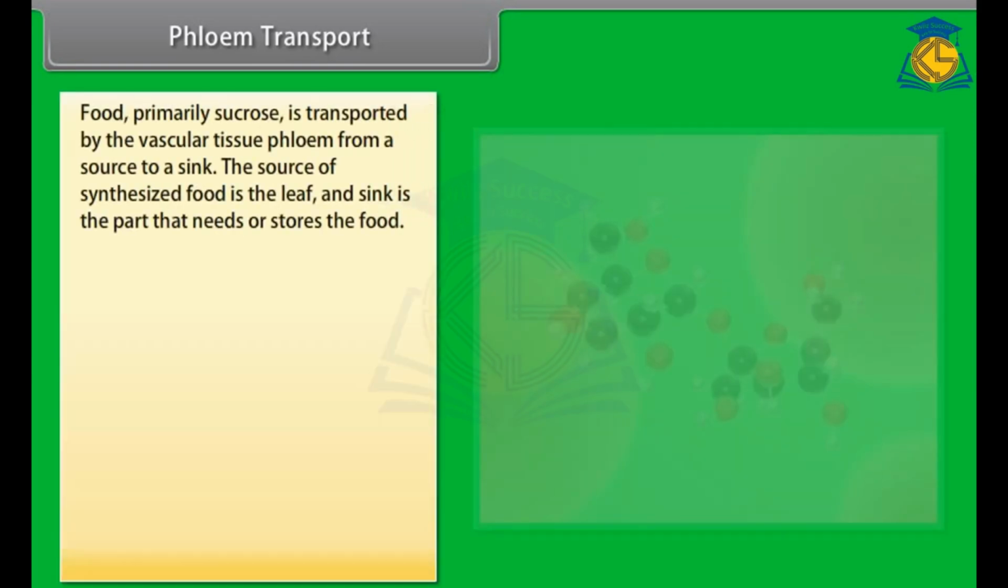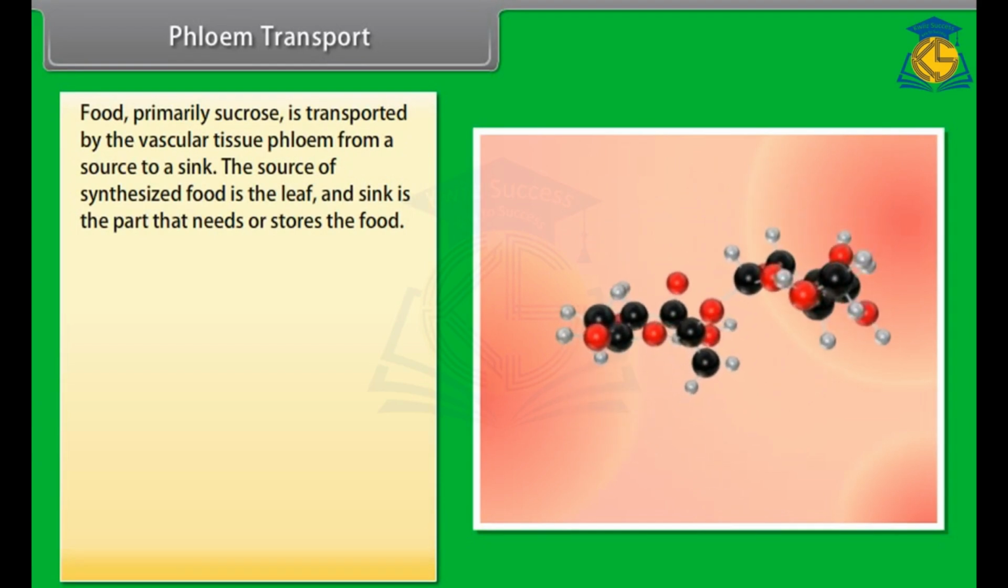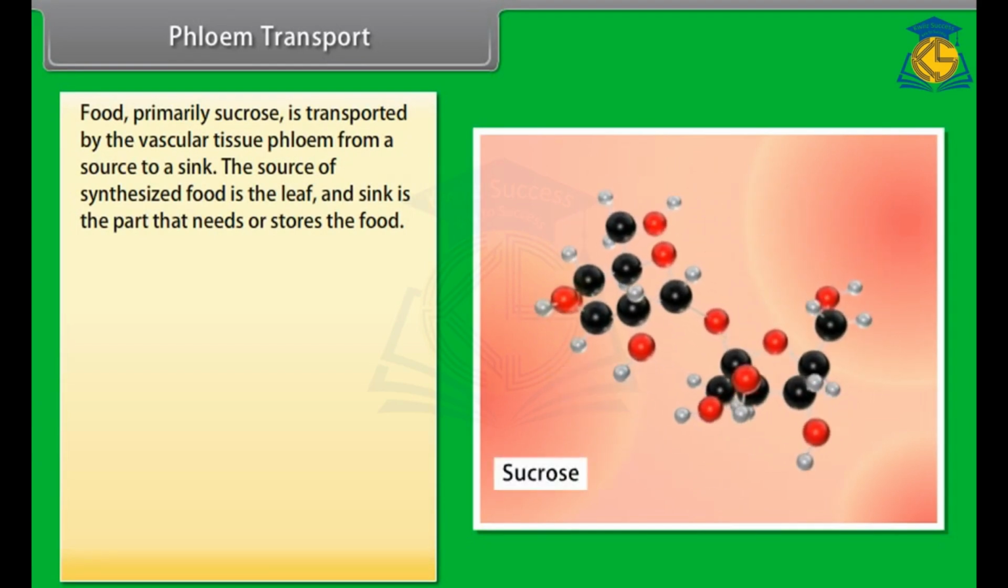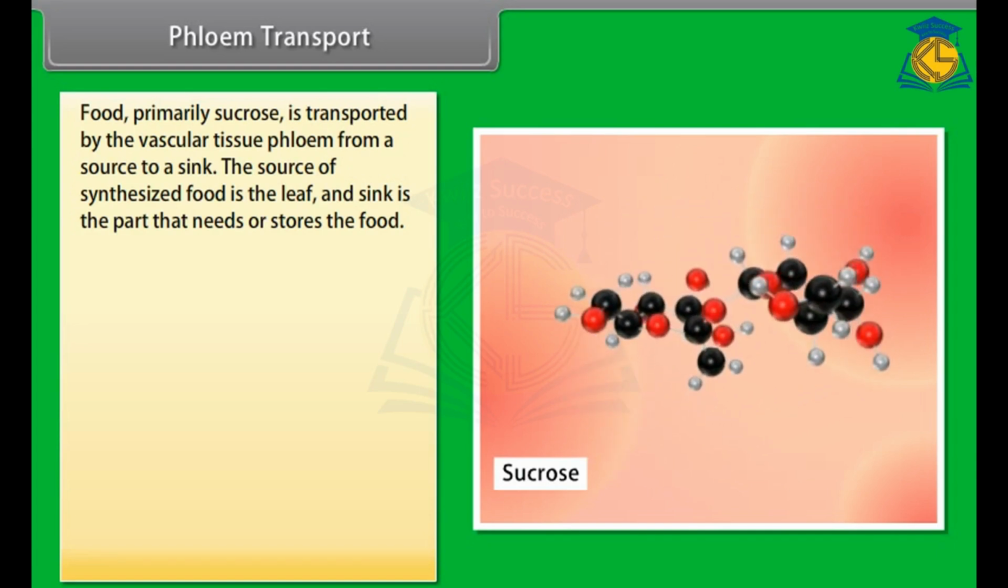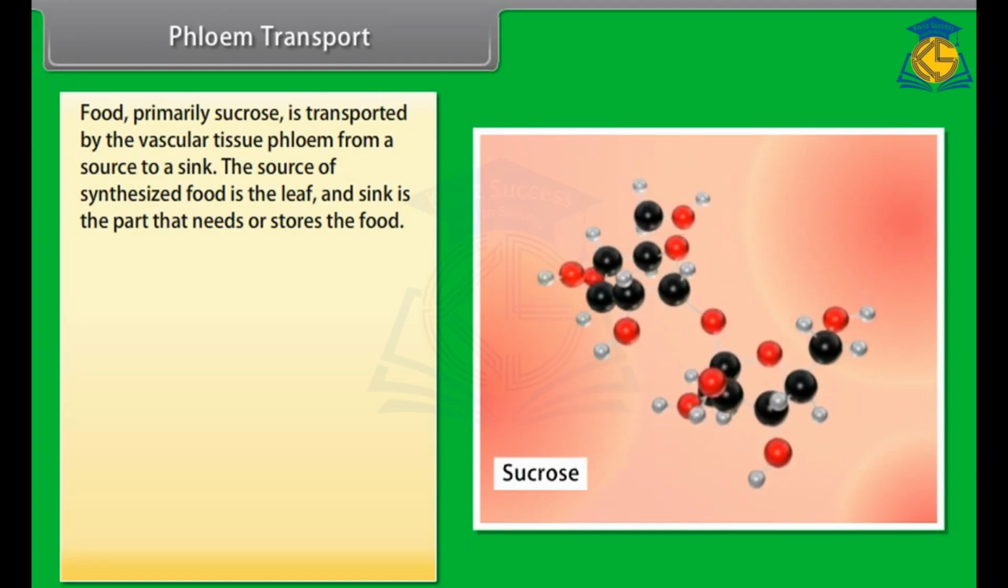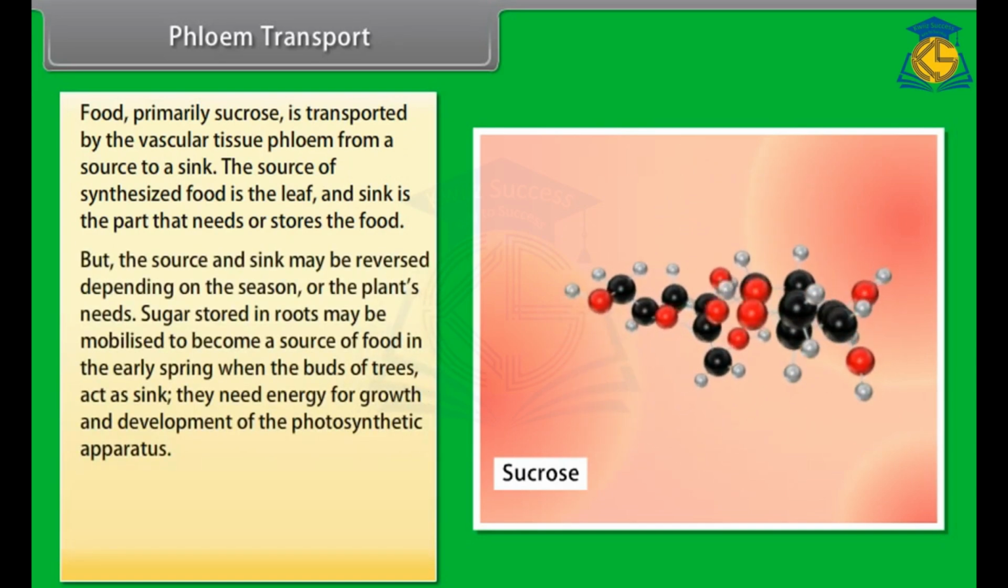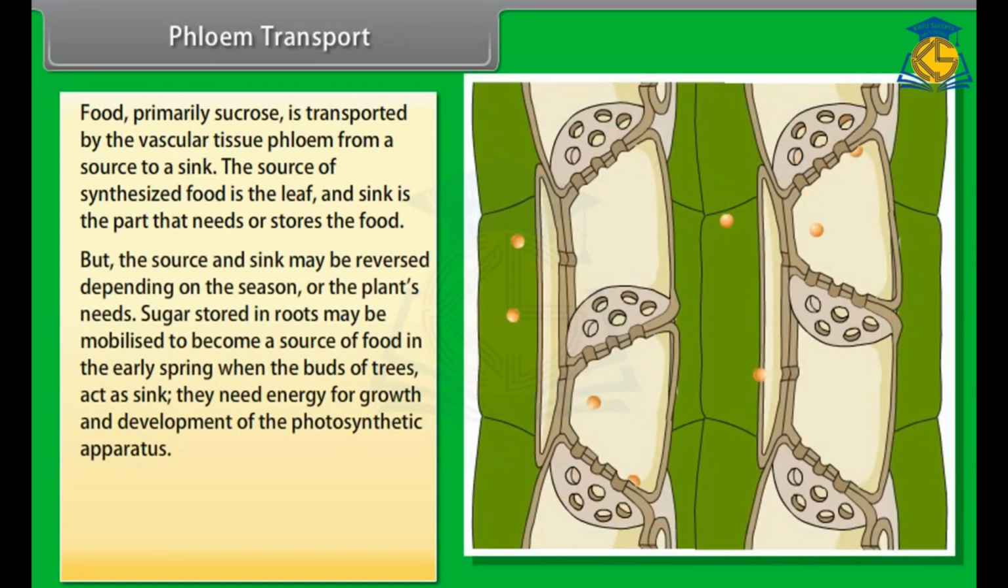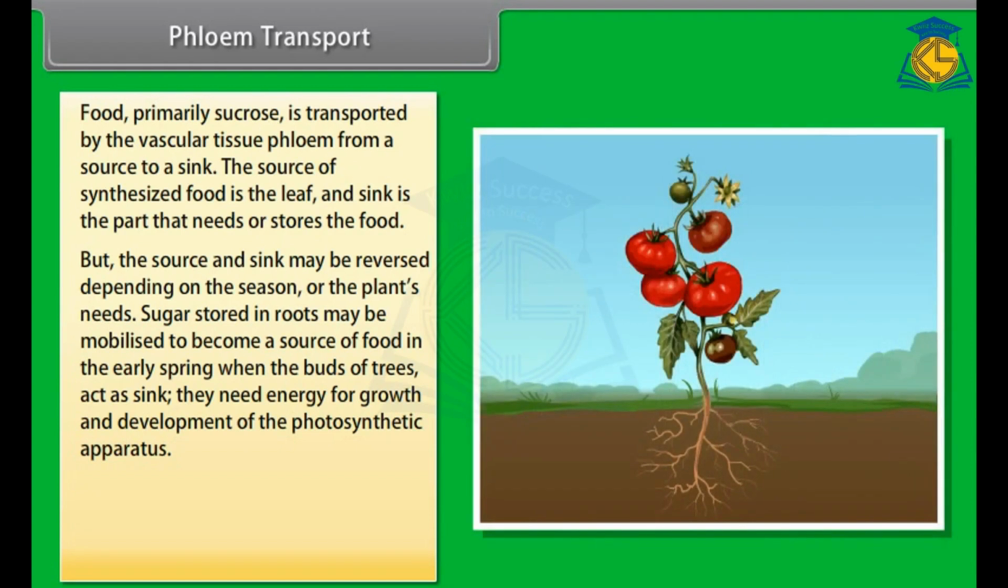Phloem transport. Now we will learn about phloem transport. Food, primarily sucrose, is transported by the vascular tissue phloem from a source to a sink. Usually the source is that part of the plant which synthesizes the food. The source and sink may be reversed depending on the season or the plant's needs. Sugar stored in roots may be mobilized to become a source of food in the early spring when the buds of trees act as sink. They need energy for growth and development of the photosynthetic apparatus.